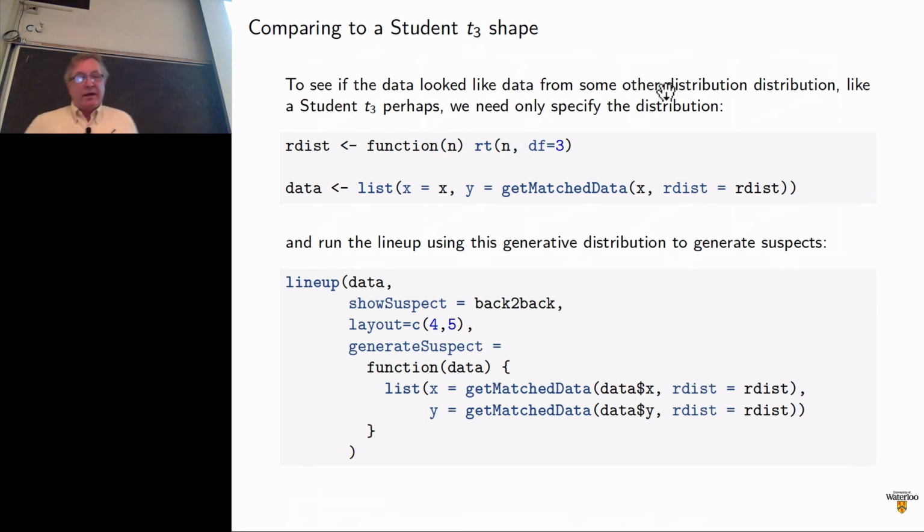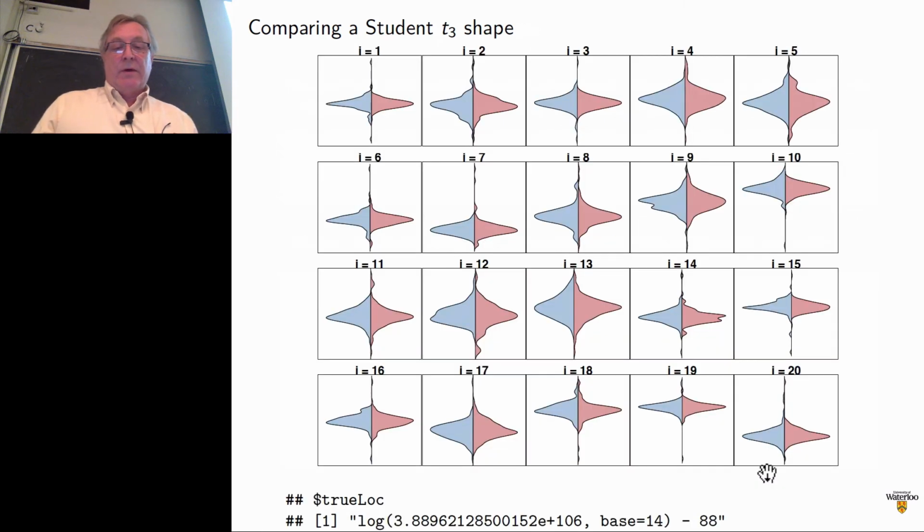So if I wanted to look at any other distribution, all I need to do is define that distribution. If I want to say, does it look like it comes from a t distribution on 3 degrees of freedom with some location and scale, I just have to write a function that will return that and give that to the lineup function. So again, back to back with these, we'll just go through these quickly. There it is, comparing it with a t on 3 degrees of freedom.